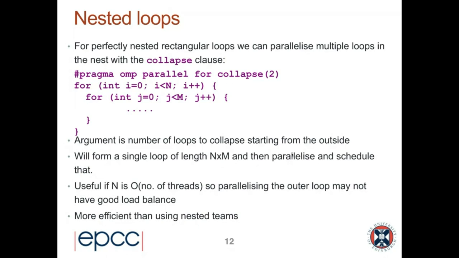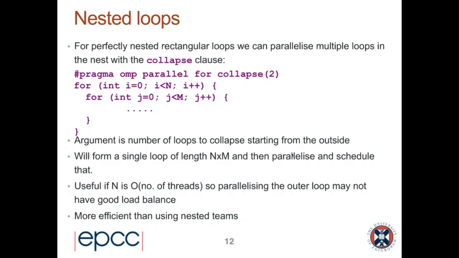So if we have perfectly nested rectangular loops, let's think about what that means. Perfectly nested means there's no intervening code between the loop constructs. So for example, in this example here, there's no code between the for int i and the for int j, and similarly no code between the curly braces at the end. So that's the perfect nesting bit. The rectangular bit means that the iteration space is rectangular. So the bounds of the inner loops do not depend on the value of indices of any loops further out. It means that the bounds of all the loops must be independent of the other loop indices.